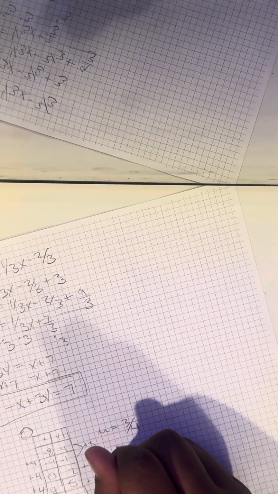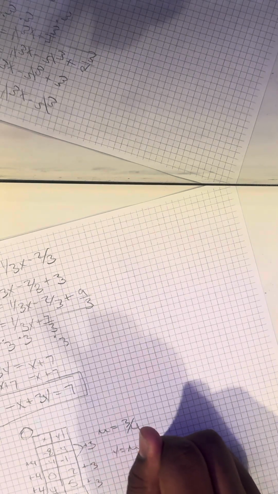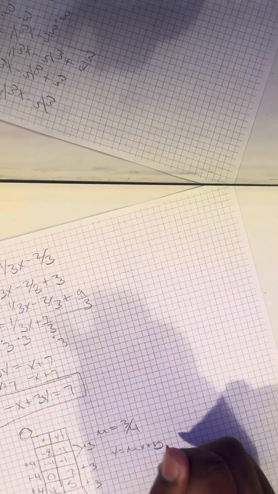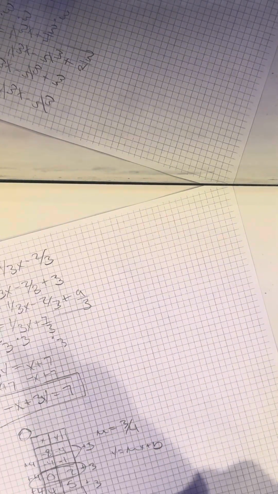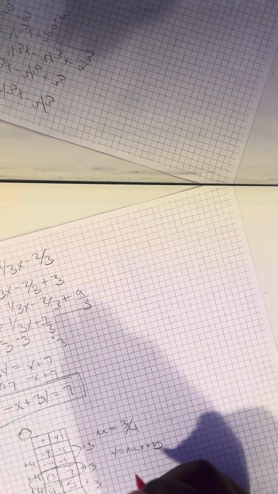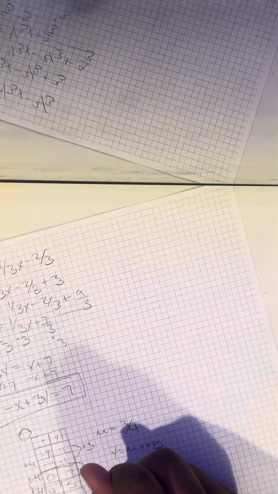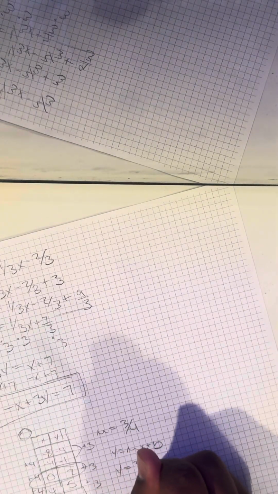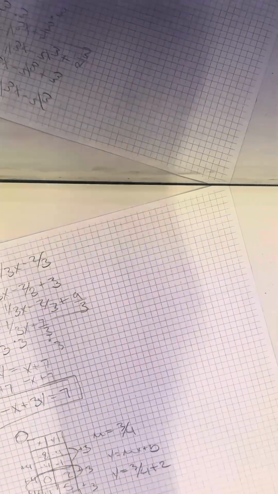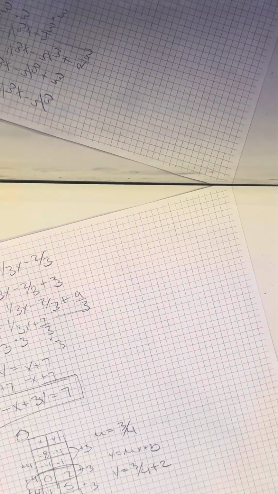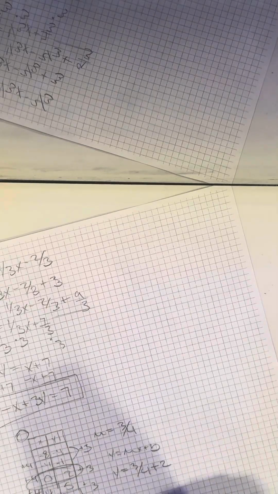Because the formula is y equals mx plus b, and b would be the y-intercept. So we have to find our y-intercept. That would be here. So our y-intercept would be 2. So we plug all this into the formula. It would be y equals 3 over 4 x plus 2.